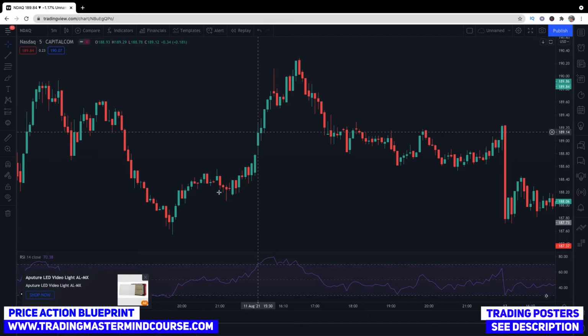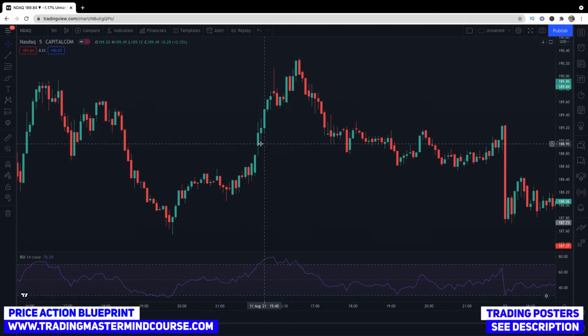So what we're looking for is specifically price has gone high over here, creating a high on the RSI, as you can see. Price has then come down and made a higher high. However, on our indicator, it has made a lower high. What this suggests is that momentum may be shifting to the opposite direction.